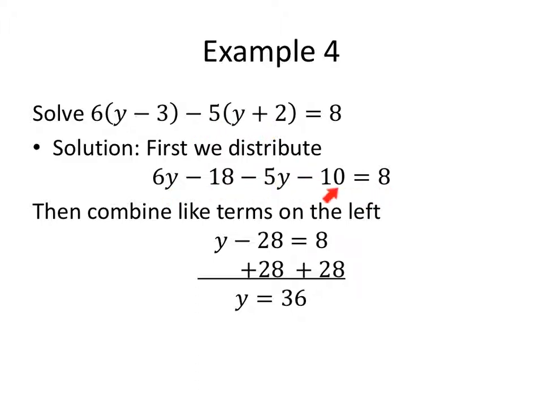Now we're going to combine all of our like terms on the left side. We're not going to cross our equal sign until we have the left side as tight as it can be. So 6y and a negative 5y gives me a 1y. Negative 18 and negative 10 gives me a negative 28. These are all on the left side, so I'm not changing the signs. I'm just combining like terms on the left. The 8 is all alone on the right-hand side. Now that I have y minus 28 equals 8, we can add 28 to both sides and get our answer, y equals 36.